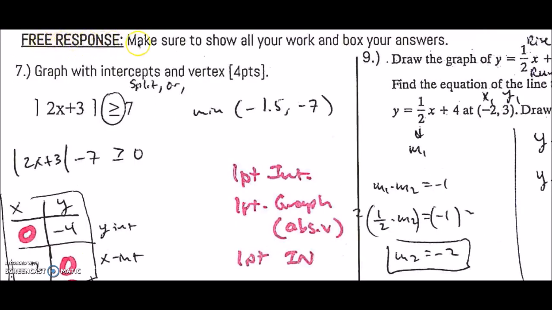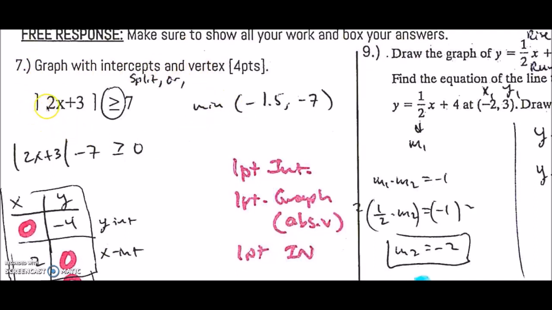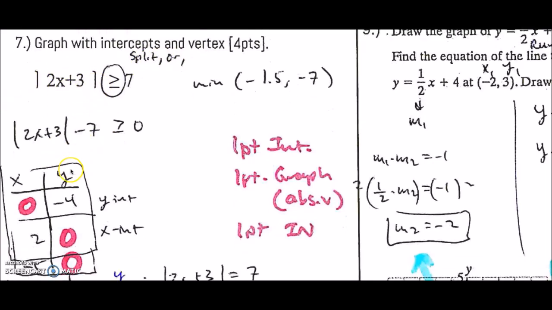All right, on the back side for the free responses, make sure to show all your work and box your answers. Number 7, graph with intercepts and vertex. So I have the absolute value of 2x plus 3 is greater than or equal to 7. Remember, when your inequality is greater, you should split up, or the word should be an "or". So notice how the bars here are isolated. There's nothing in front or right there.